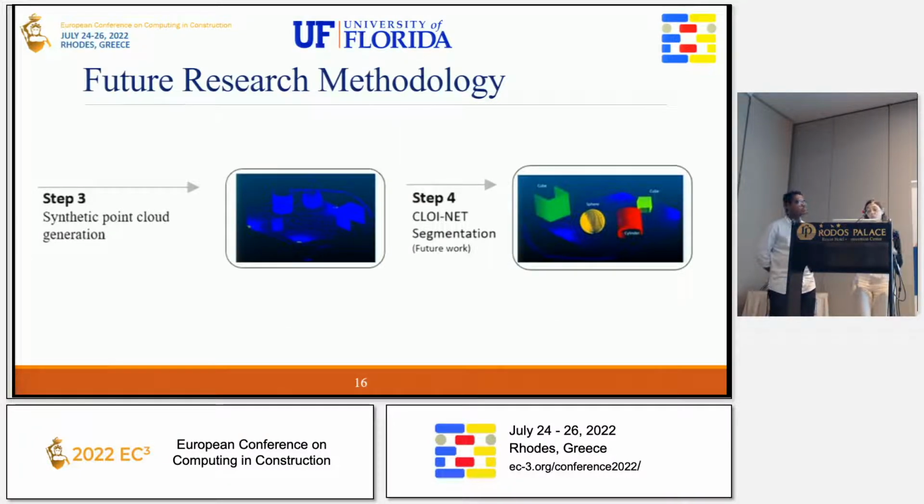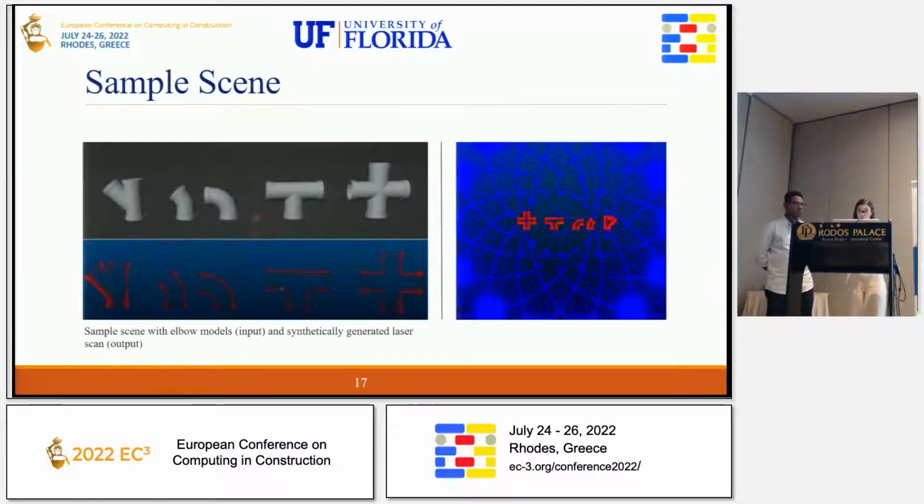For our future research, we want to work on synthetic point cloud generation. These have to come from the big models that we are manually doing. That's what we want to work on, to help with the maintenance of industrial facilities, and then work together with CLOI-NET segmentation, as Sandeep mentioned.